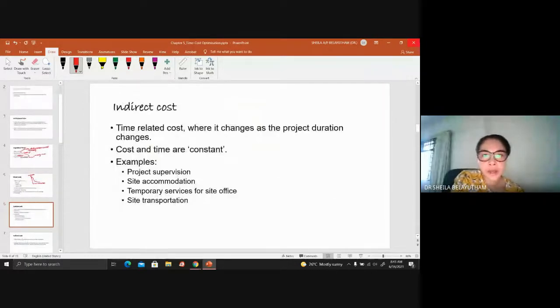On the other hand, we have indirect costs. Okay, so time related costs, where it changes as the project duration changes. Okay, so for indirect costs, your time and cost are basically constant.